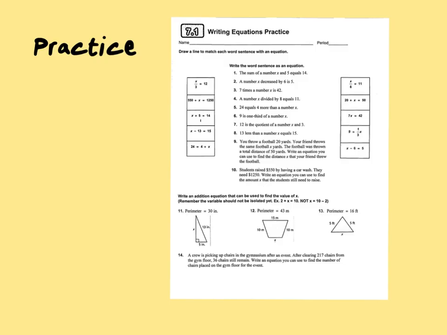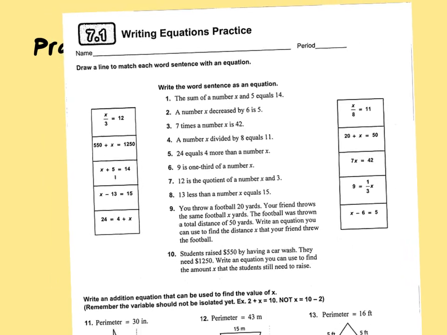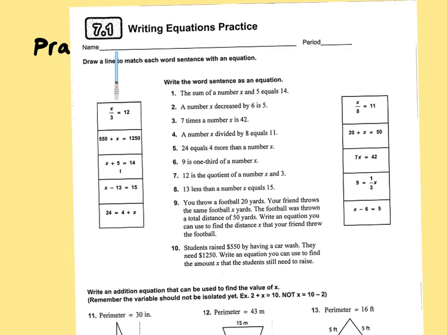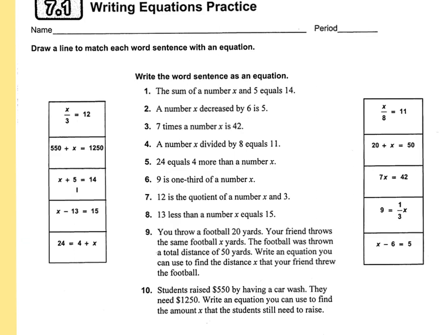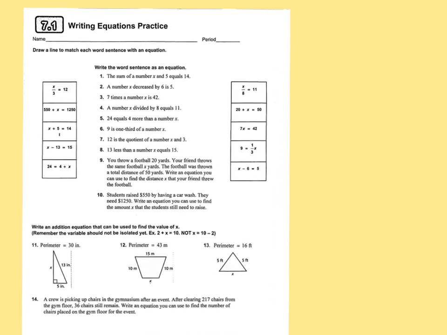Here is your practice, and this is kind of a puzzle where we are drawing a line to match each word sentence with an equation. The way that I would do this is I would actually write them out and then find it and then draw a line. So number one, the sum of a number x and 5, so x plus 5 or 5 plus x, equals 14. So we're looking for one that has 14 and an x plus 5. Oh, there it is. So I can come right here and go, that goes to number 1.